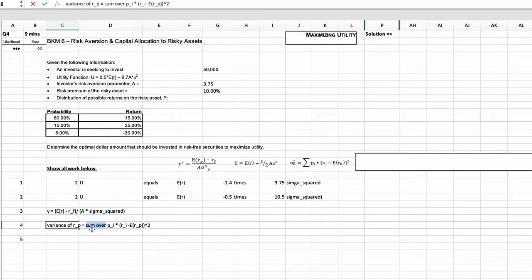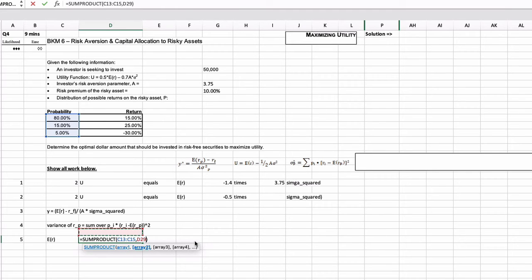On the actual exam, the sigma would most likely be given. For now, let's calculate it on Excel so that we can practice this kind of calculation on Excel. It comes in handy later on, especially for section C and D. First, we need to calculate the expected return of the risky asset. And we could just use the Excel sumproduct function.